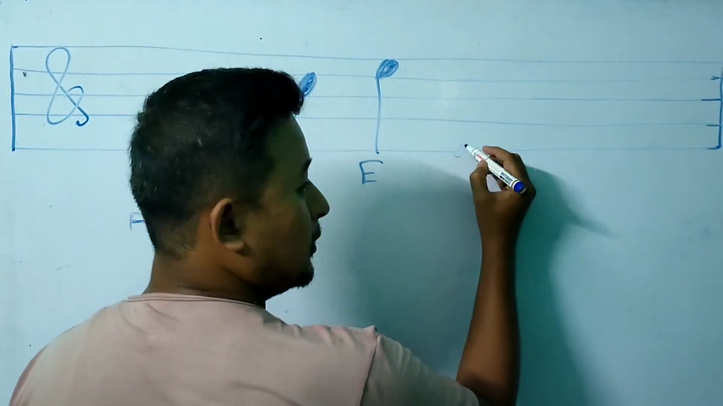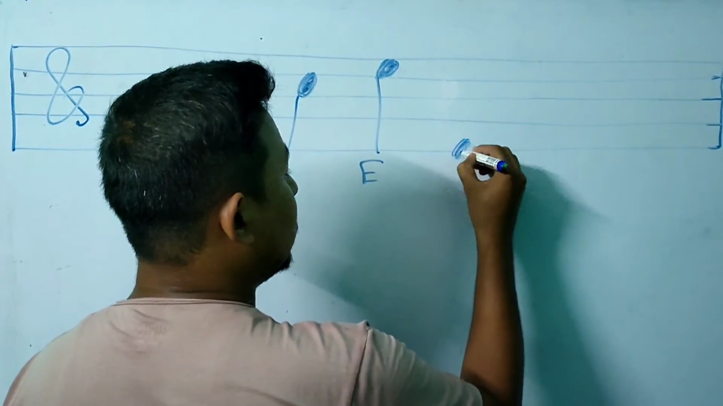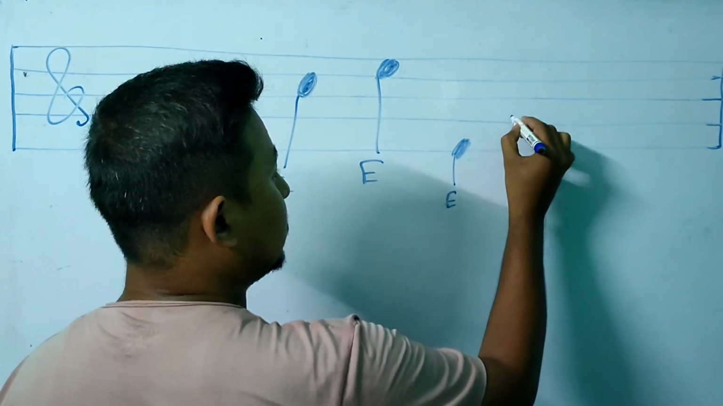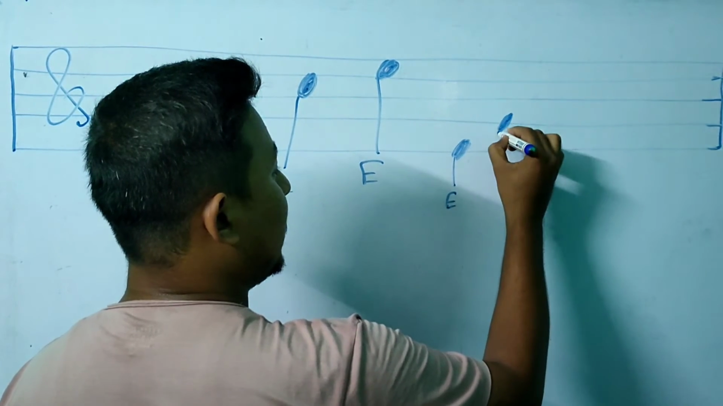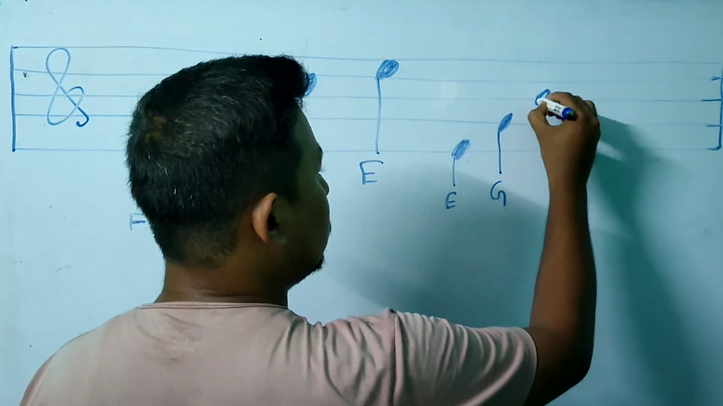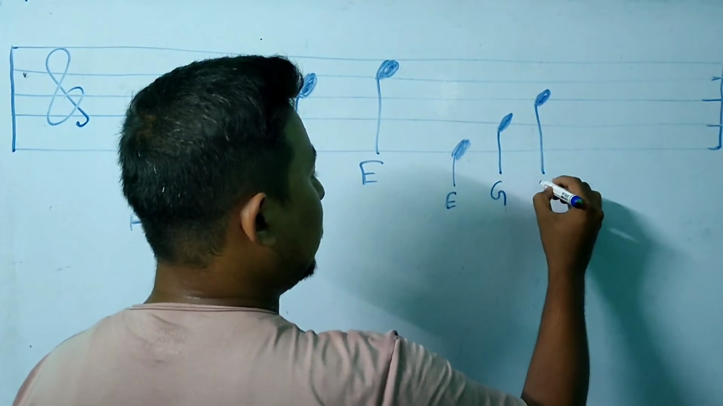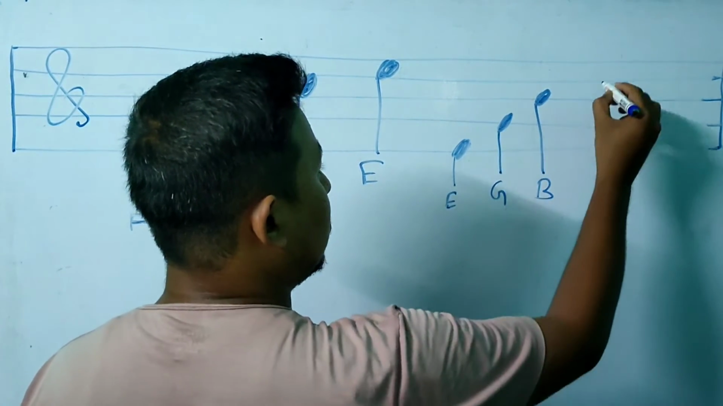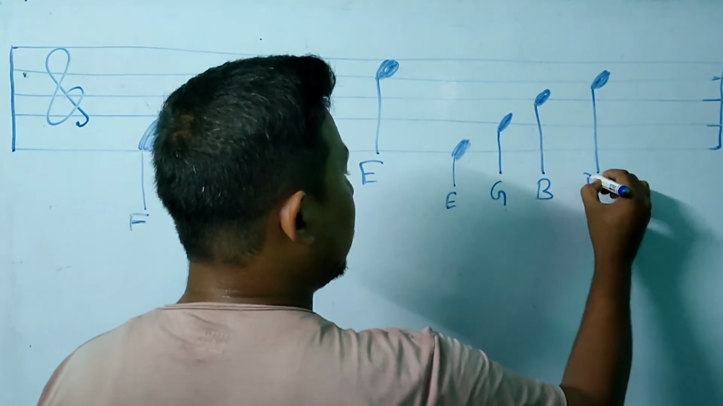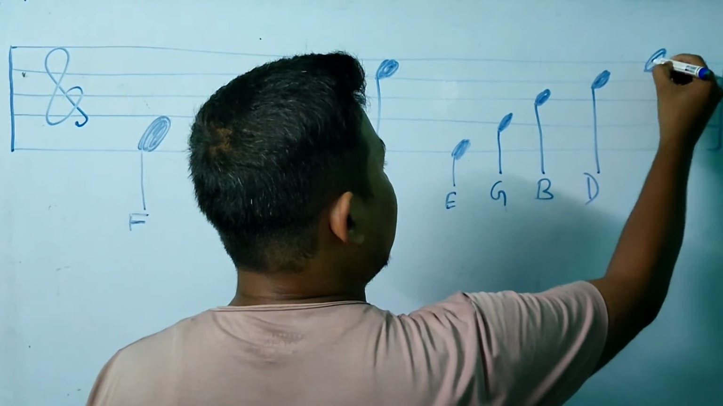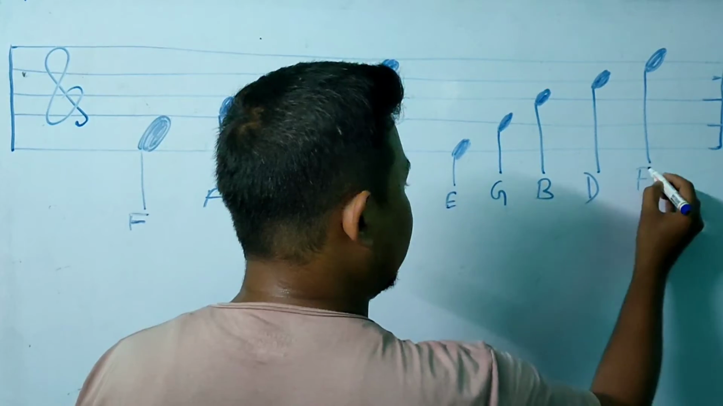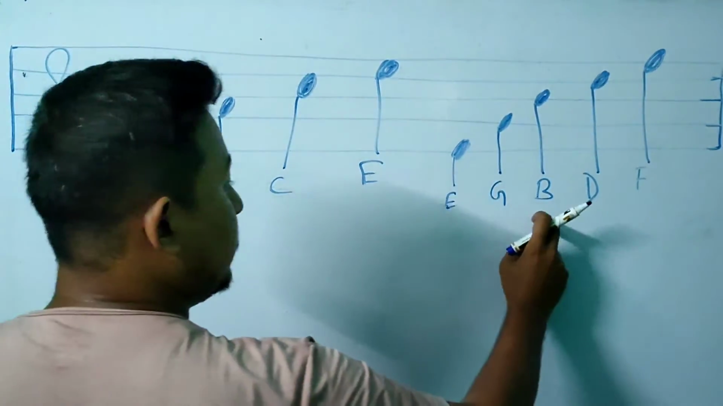So the first note, in the first line, is E. The second note, in the second line, is G. Third note, in the third line, will be B. In the fourth line it will be D, and in the fifth line, that is the last line, it will be F. Now, E, G, B, D, F.